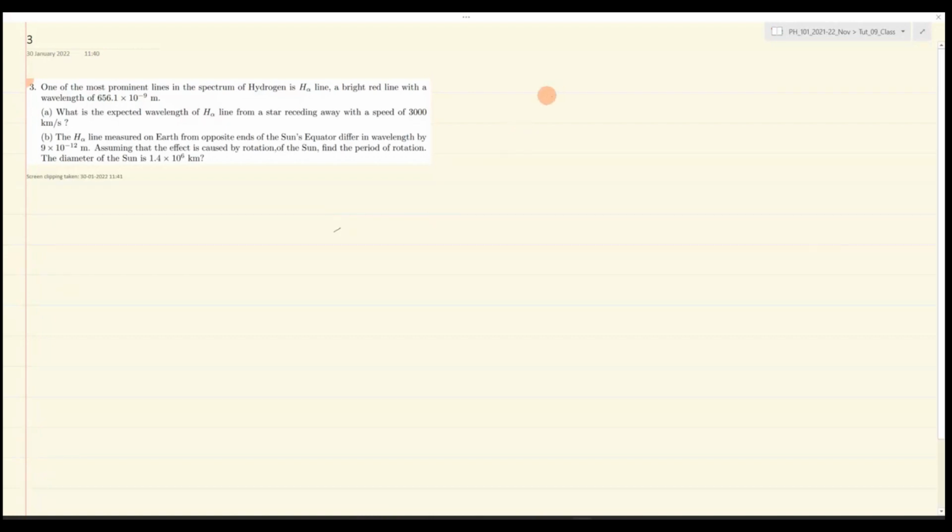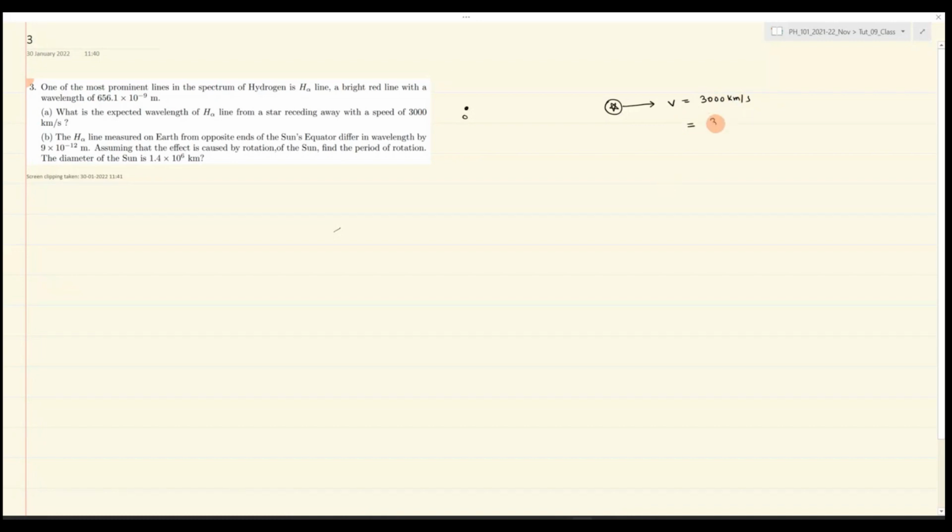So this wavelength is given to us, and what is the expected wavelength of the H alpha line from a star receding away with a speed this much? So there is a star, suppose we are here, the observer is here, and this star is moving away from us at a speed equal to 3000 kilometer per second.